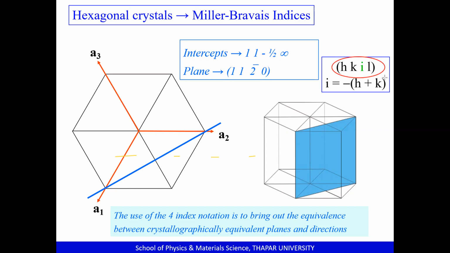So what extra did you get? One more index, which is marked as this I. I is the extra one. And remember, the I depends on the value of H and K, so I cannot be any arbitrary number. I will always be equal to the negative of the sum of H plus K. So whenever you are defining the Miller index for a hexagonal lattice, you should always check the value of I. I has to be the negative sum of H plus K. If it is not, you cannot define the Miller notation for that kind of plane. So remember, I is the negative sum of H plus K.